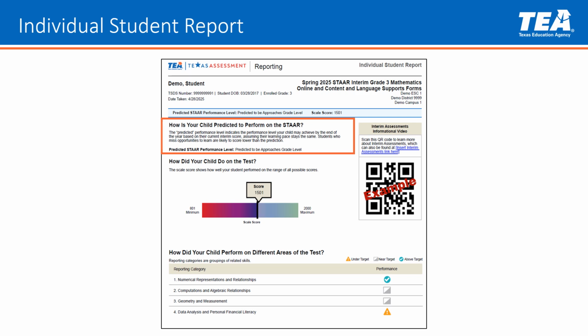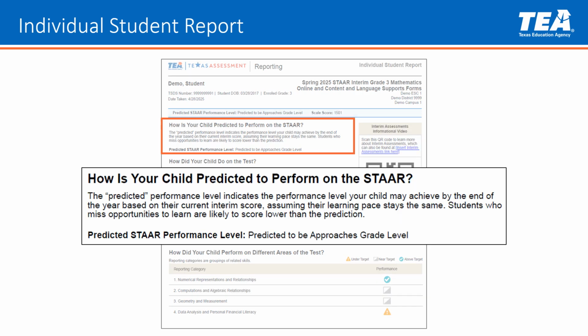So what does this predicted STAAR performance level mean? Assuming a student's learning pace stays the same, the predicted STAAR performance level is what the student may achieve on the STAAR summative assessment based on this interim score. This assumes the student will continue on the same instructional path and maintain the same learning trajectory. Students who miss opportunities to learn, such as changes in motivation or attendance, are likely to score lower on the actual STAAR summative assessment than this predicted STAAR performance level.